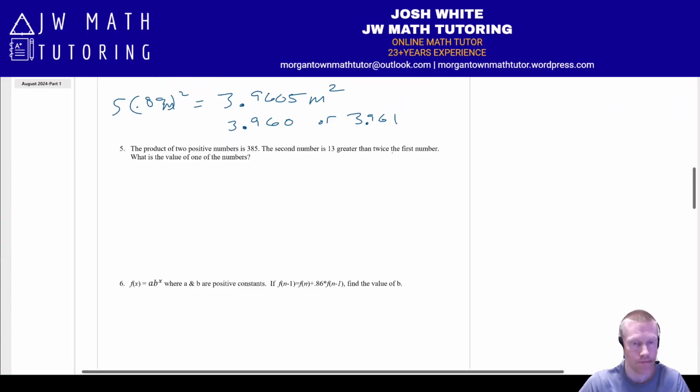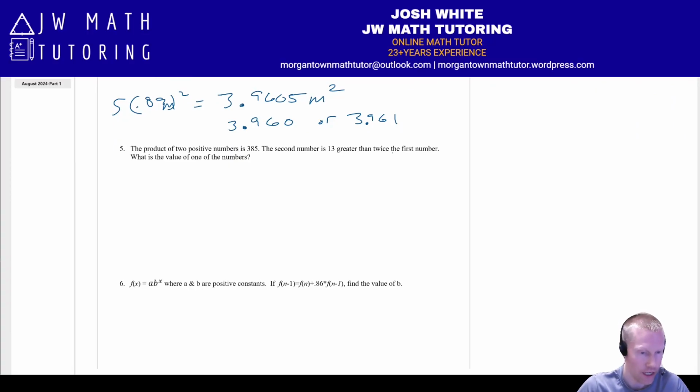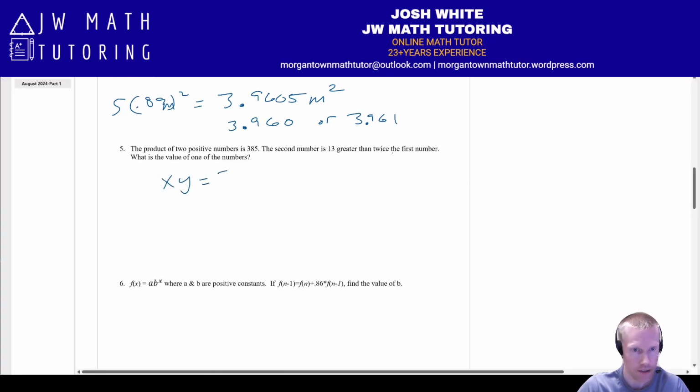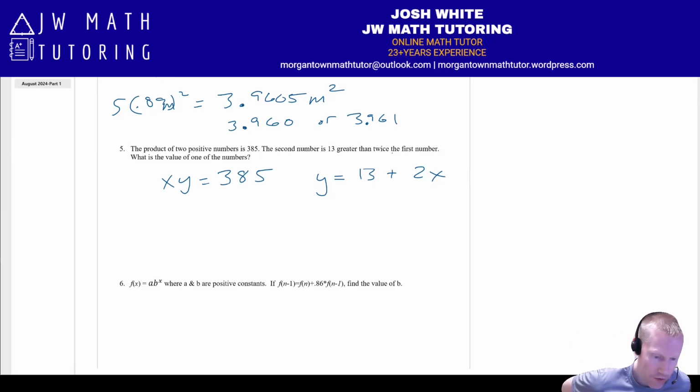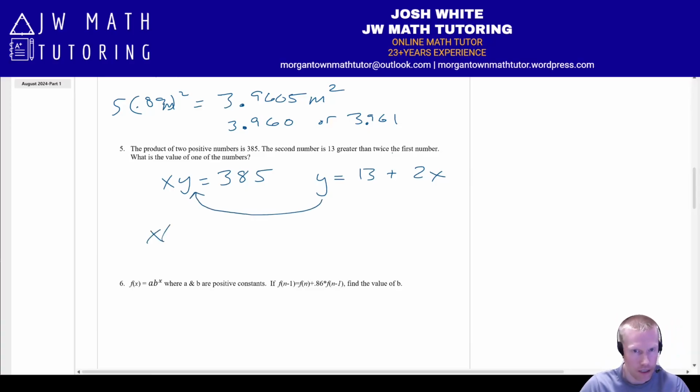Next up is a word problem. So here you have two positive numbers. We know that they're added, sorry, not added, multiplied, because their product is equal to 385. And we also know that the second number, which I'm going to call y, is 13 more than twice the first number. So you just set up a system of two equations, and then you can go ahead and solve this for x or y. So I'll just show the traditional method first, which would be just to take this and plug it in. And then I'll show the Desmos method after that.